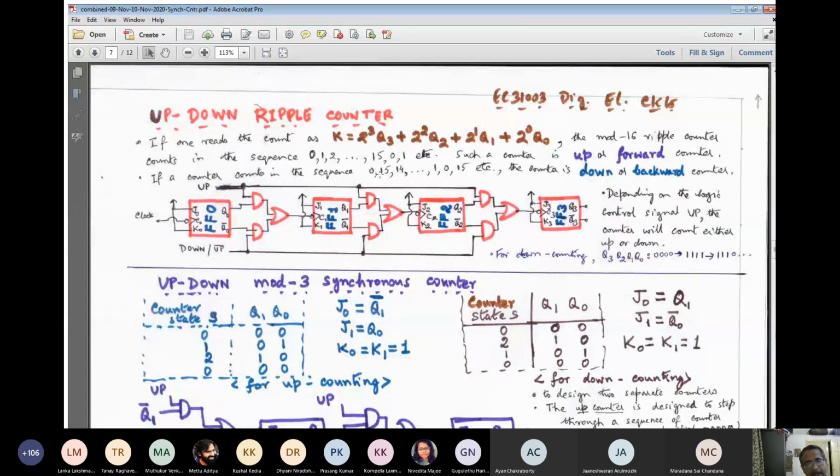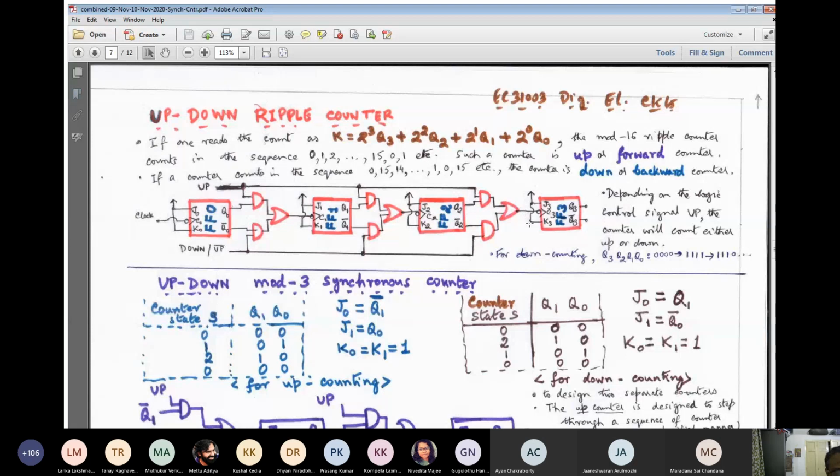So it will proceed in a downward direction. After that 13 will come, after that 12 will come, right? After that 0 and finally 15. So it will also have 16 states. Remember that the same states will be there in both the counters, but in the reverse direction.